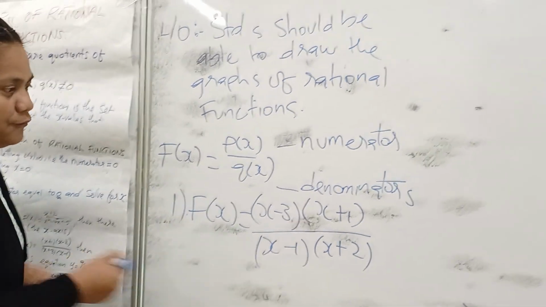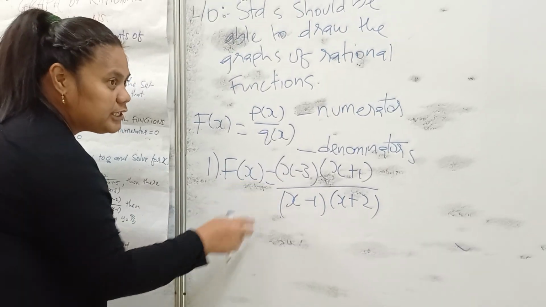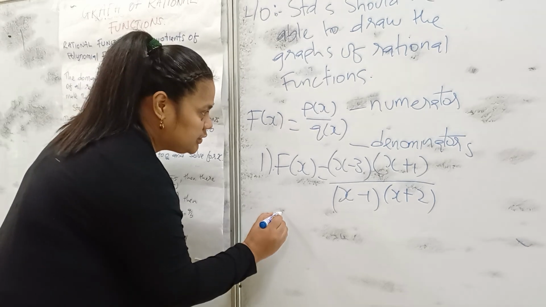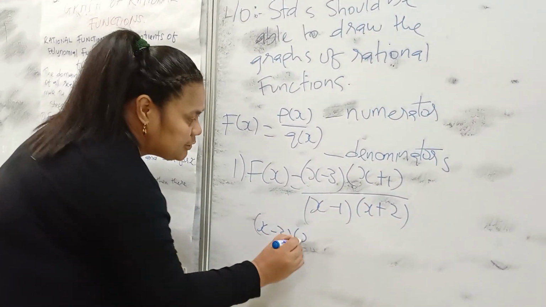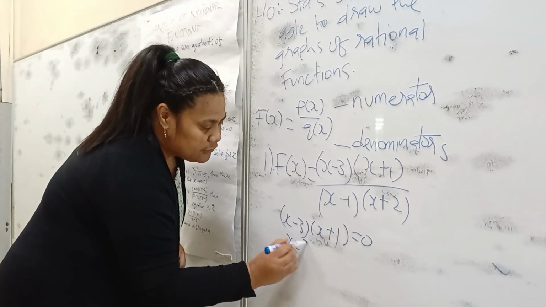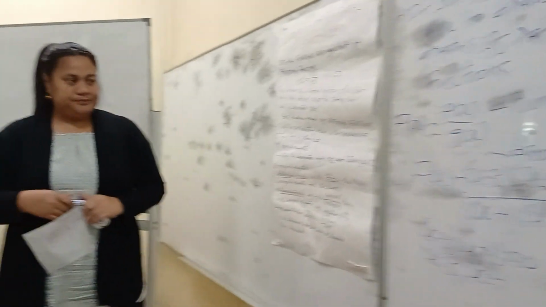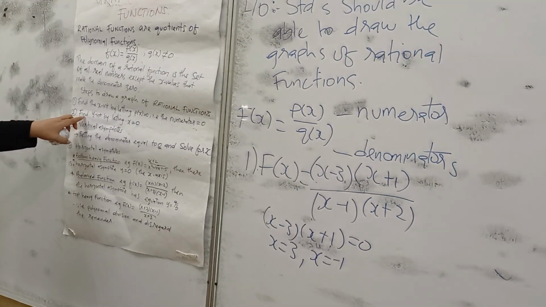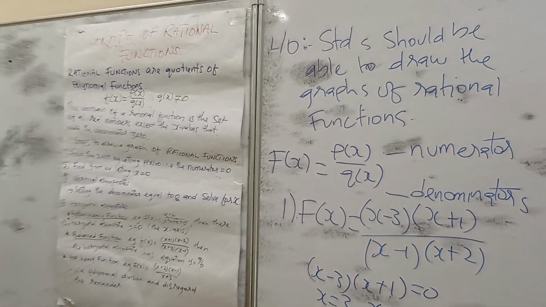For finding the x-intercept, you set the numerator equal to 0, and then you solve to find the x value. So what is the x value here? (x minus 3)(x plus 1) is equal to 0. What is the value of x here? x equals 3. And this one? x equals negative 1. These are the x-intercepts. Now, the second step is to find the y-intercept. For finding the y-intercept, you must let x equal 0.